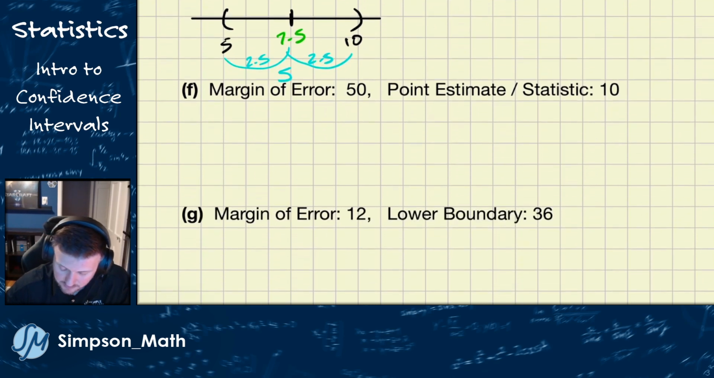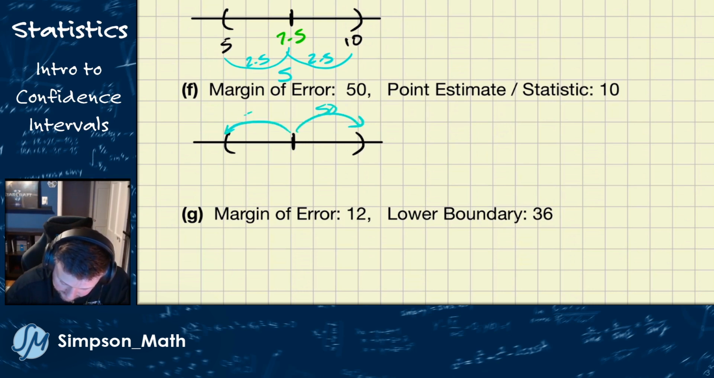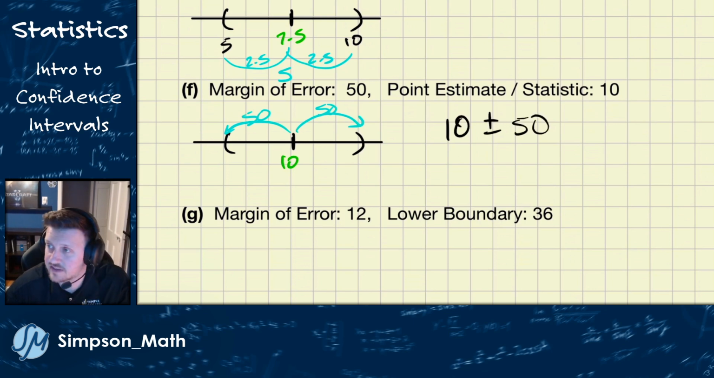All right, if my margin of error is 50, so from here to there is 50, from here to there is 50, and my point estimate is 10. Well, they just gave us our 10 plus or minus 50. They just gave us that version. Now we just need to do arithmetic. Let's do the subtraction first. 10 minus 50 is, be careful.